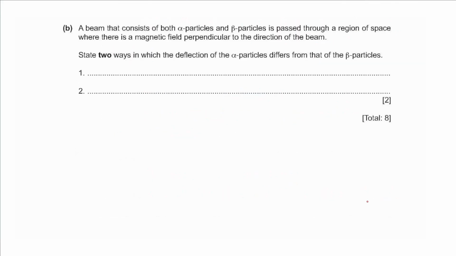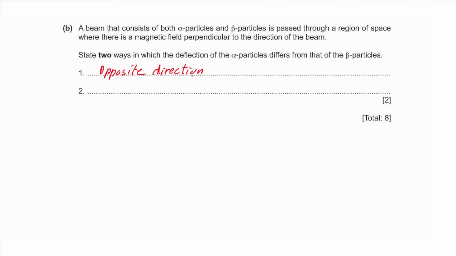Question B says a beam that consists of both alpha particles and beta particles is passed through a region of space where there is a magnetic field perpendicular to the direction of the beam. State two ways in which the deflection of the alpha particles differs from that of the beta particles. We start by saying opposite directions because they have opposite charges and create opposite currents. And using Fleming's left-hand rule, you will find that for the same direction of magnetic field and opposite direction of current, there is an opposite direction of force, so opposite deflections.